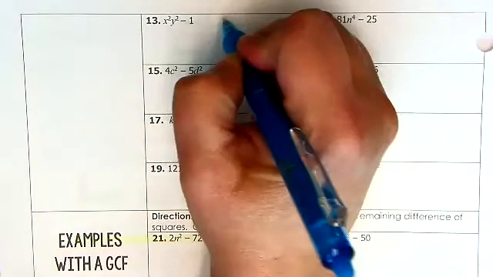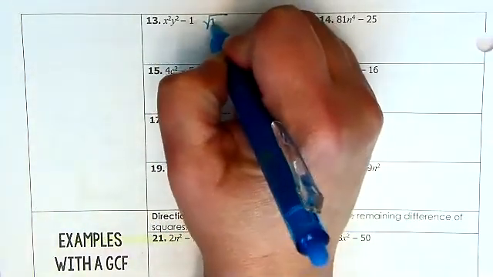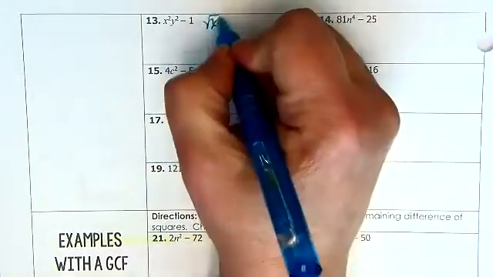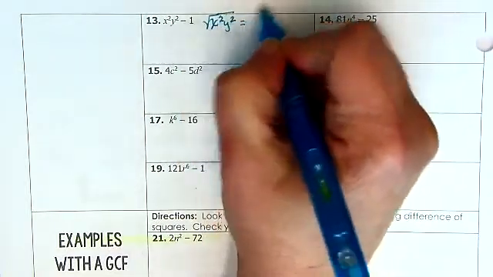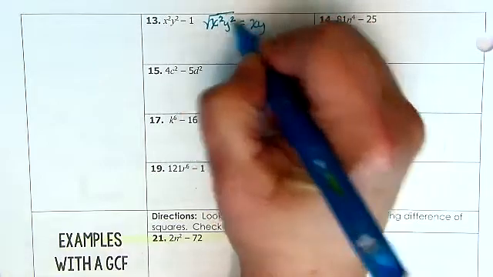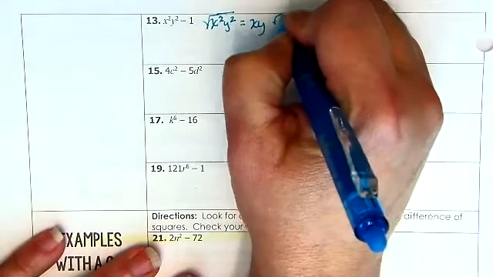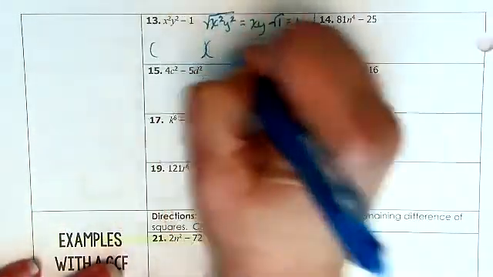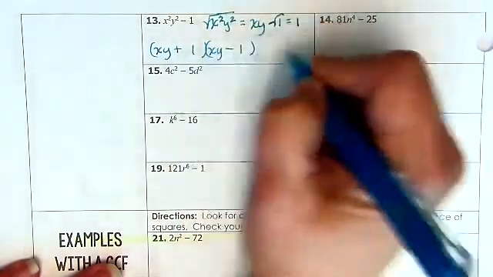Okay, so if I'm looking here, I've got subtraction, so that's the first step, correct? Now I need to see if I can take the square root of x squared y squared. If I do that, yes, that's going to give me xy because both of them have an even exponent. And then I have the square root of 1, which is 1. So, yep, I've got a differences of squares. So I have xy plus 1 times xy minus 1.